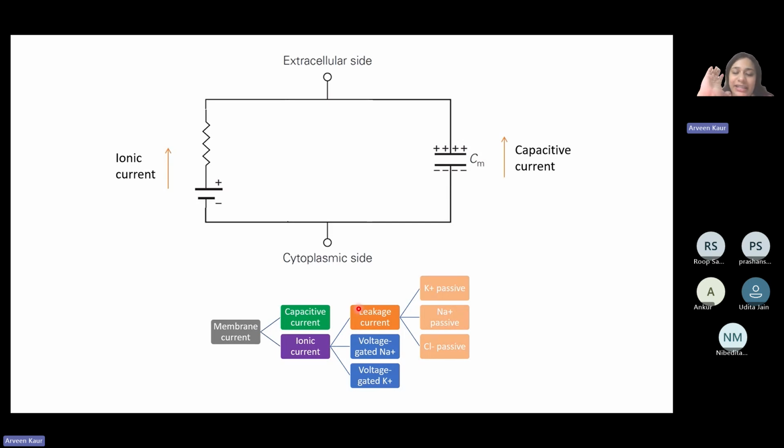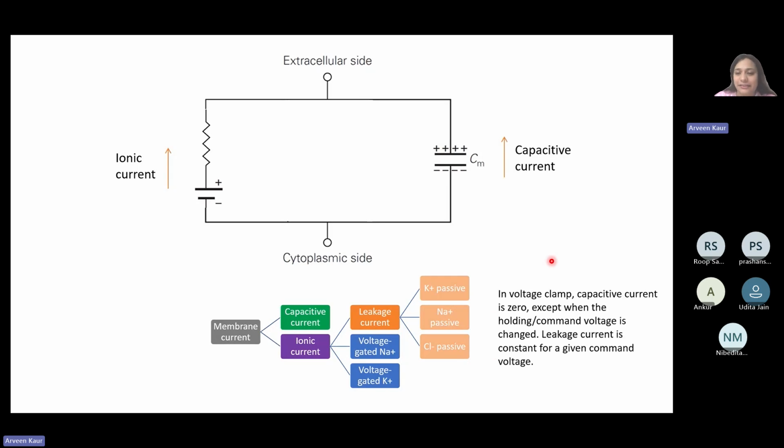It will be those leakage channels that will allow most of these substances to pass through them, right? So they are passive potassium channels, passive sodium channels, and passive chloride channels, more like leakage channels. They are free and open, and they will let these things pass through. So in the voltage clamp, the capacitive current is zero, right?